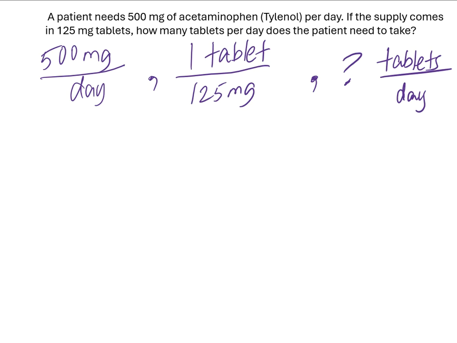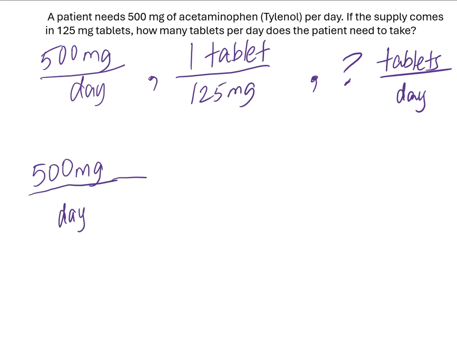So that means that what we're starting with is the dosage that was provided, which is 500 milligrams per day. And if we think back to what we're trying to find out, we're trying to find out tablets per day. So we're starting with milligrams per day, and we're ending up with tablets per day. So we have to ask ourselves, is there a direct relationship in this situation between the milligram and the tablet? And of course, the problem told us that the supply that was on hand was 125 milligram tablets. So that meant that every tablet contained 125 milligrams of this medication.